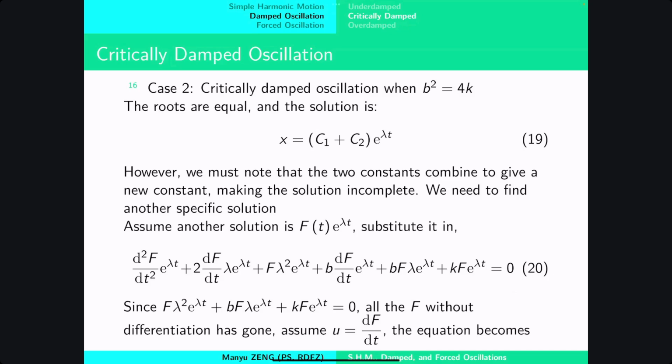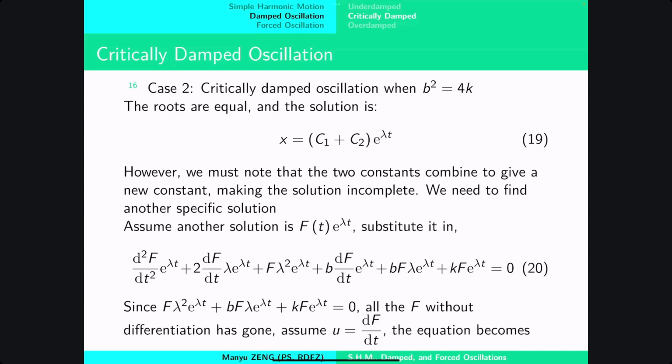And because f without differentiation is gone, we can assume u as f's differentiation. So the first term, d squared f over dt squared, is just du over dt, right? You differentiate f twice, which is equal to first differentiating once to get u, and then differentiating it once more to get du over dt.